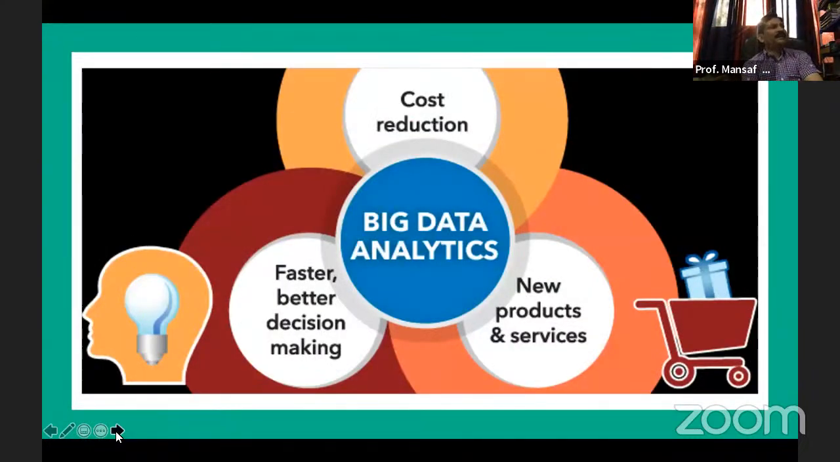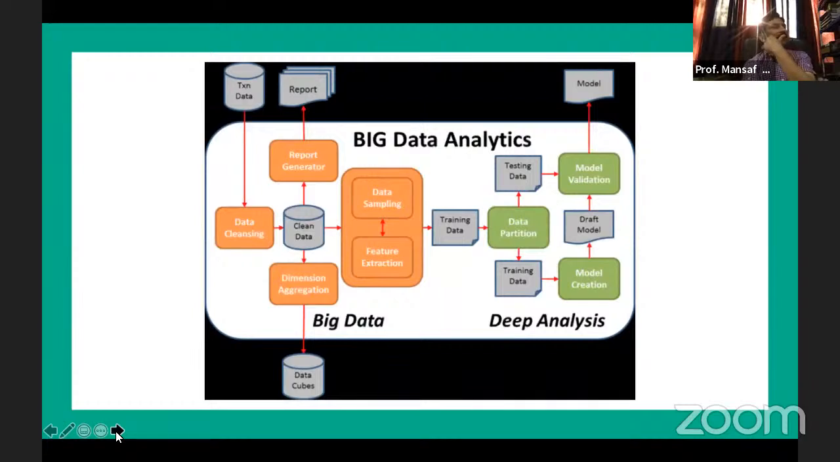The purpose of big data analytics in a business or in any field is to reduce cost, make faster and better decisions, and launch new products and services. And everyone knows big data analytics involves deep analysis and model generation.